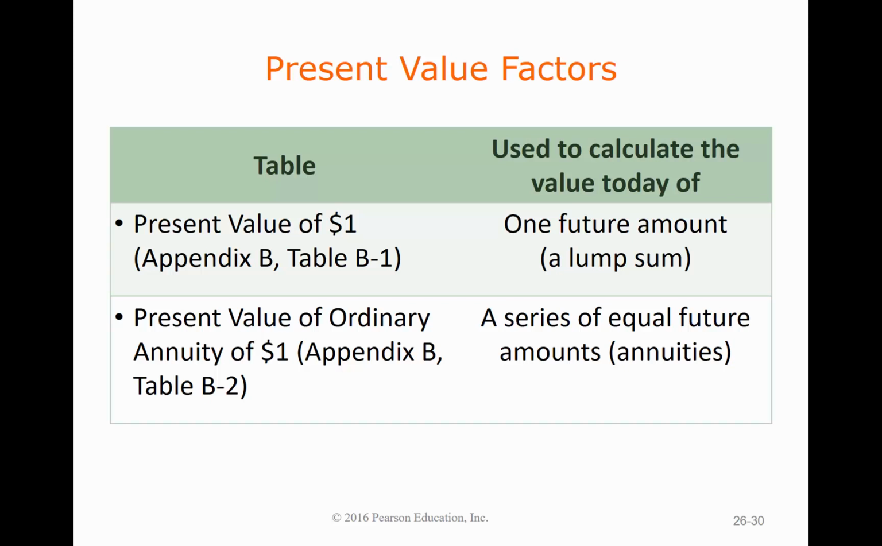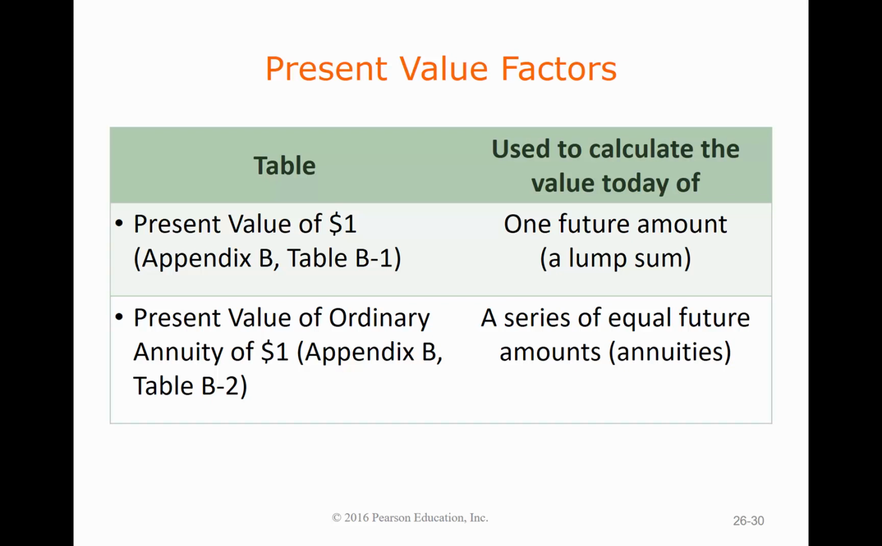So in your book, you'll need these. There's two things you're going to deal with. First, there's the present value of $1. What that means is what is the present value of a single amount of money. So if I say 5 years from now, I want to have $10,000 and I can earn 8%, what's the present value of that? You use this table, present value of $1.